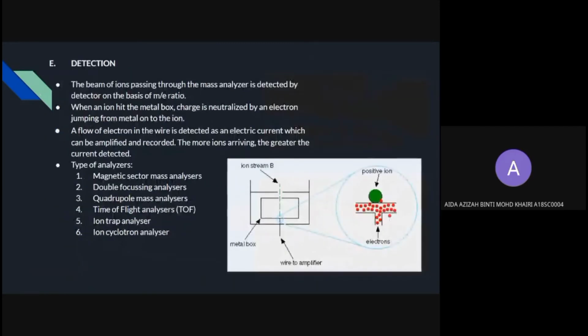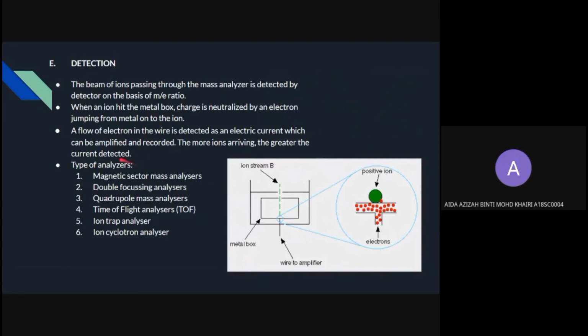The last step is detection. The beam of ions passing through the mass analyzer is detected by a detector on the basis of mass over charge ratio. We can see in the diagram, when the ion hits the metal box, electrons jump from the metal into the ion, so the charge of the ion will be neutralized. The flow of electrons in the wire is detected as current, which can be amplified and recorded. The more ions arriving, the greater the current detected.